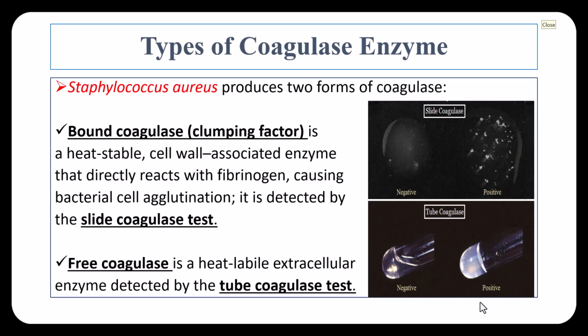While the second type is the free coagulase enzyme, and it is heat labile, which means it can be destroyed by heat. This type of enzyme is secreted by the bacteria into the surrounding media and usually requires a plasma factor, which leads to the formation of a complex. Then this complex converts the fibrinogen into fibrin and produces a solid clot in the plasma. This type of enzyme we detect by the tube coagulase test.